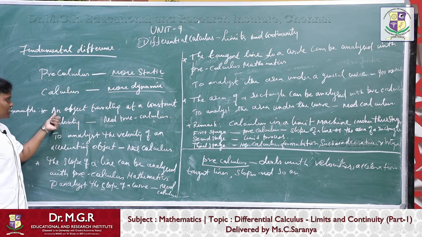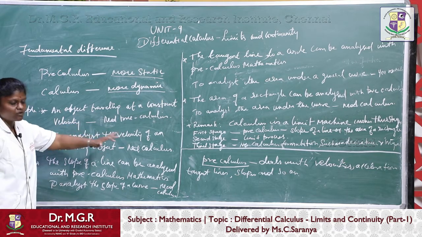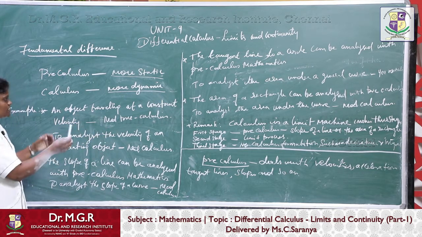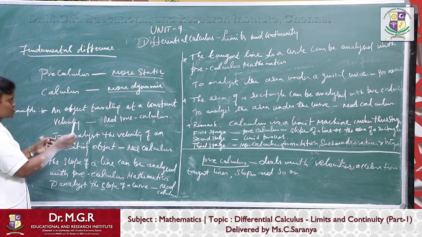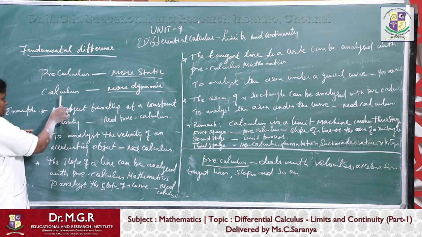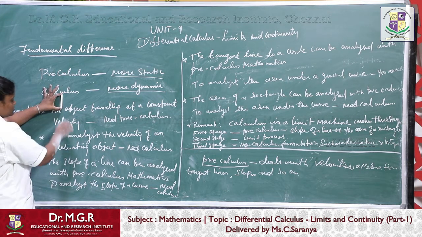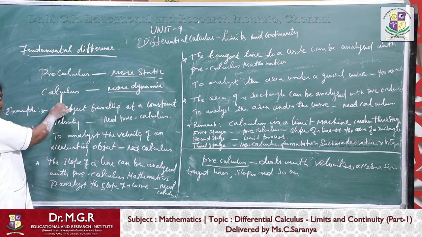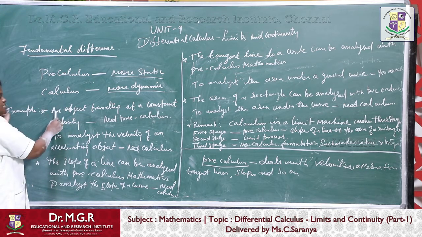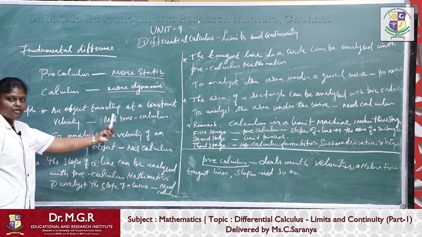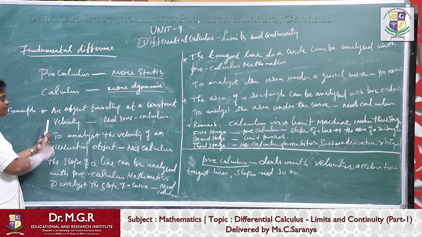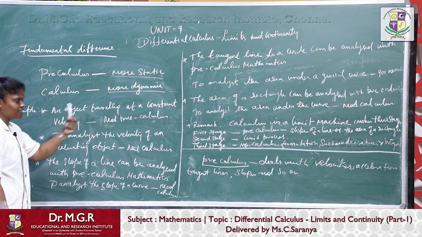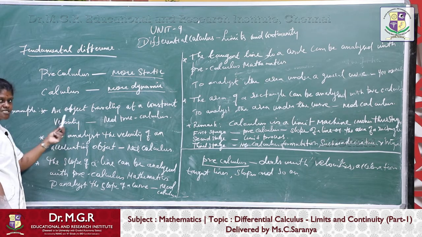Pre-calculus is an object traveling at a constant velocity. We take one chalk box, it stays stable in the same place, it is not moving, not traveling, because we keep it in the same place. This is a constant object. The object is traveling at a constant velocity.